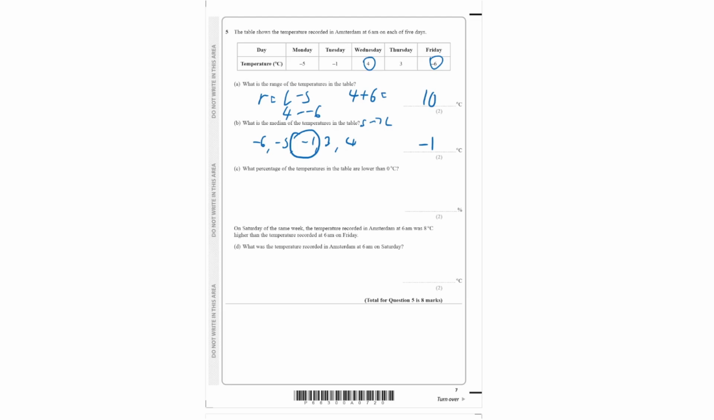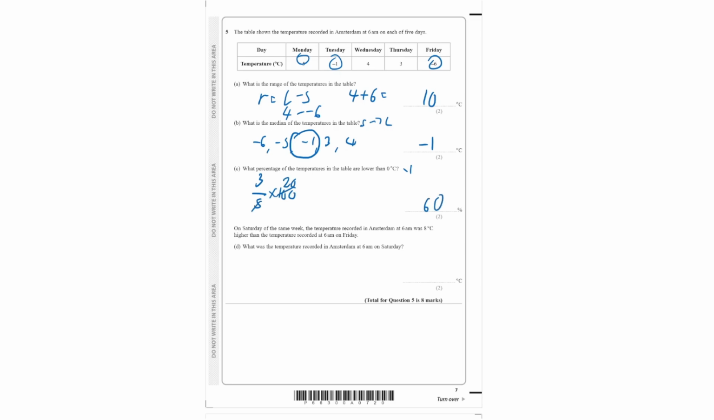What percentage of temperatures in the table are lower than 0 degrees? So anything less than 0 is something in negative. So we take all the negative numbers, 1, 2, and 3. So 3 over, what's the total? 1, 2, 3, 4, 5 temperatures given. And we simply multiply this by 100. Now I can see that 100 is divisible by 5, so that gives us 20. So 3 times 20 is simply 60%.